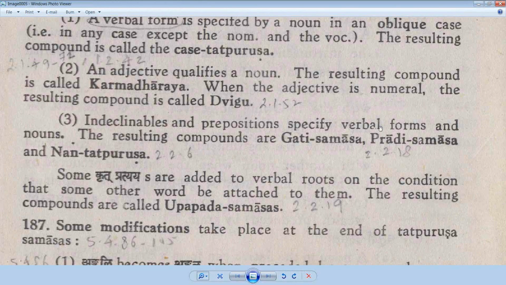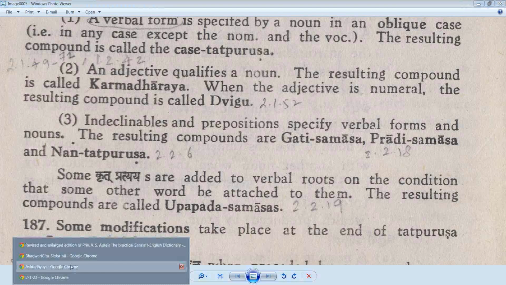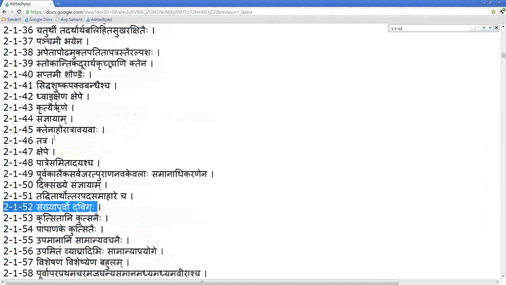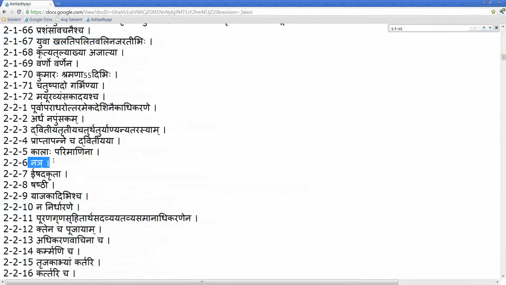So, okay, verbal forms, I don't know why we put that here, but they specify nouns in some way. They're called gati samasa, pradi samasa, nyantat purusha. So this nai is an avyayam. We say abrahmanaha, not a brahmin. Nyantat purusha compound. That sutram which you already looked at is, I'm sorry, 226. Told you that's only one single sutram here. This nai is the sutram, a special avyayam, basically a negation compound. So nai tatpurusha is 226.